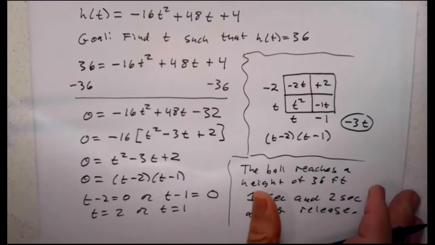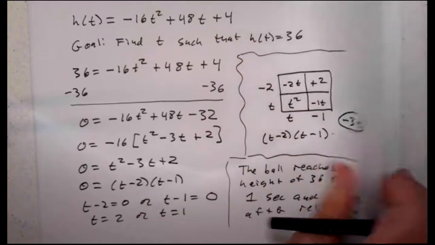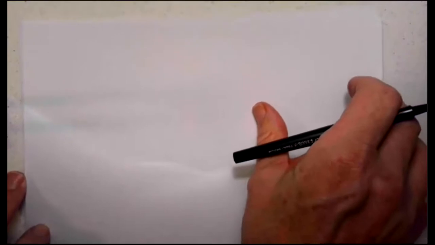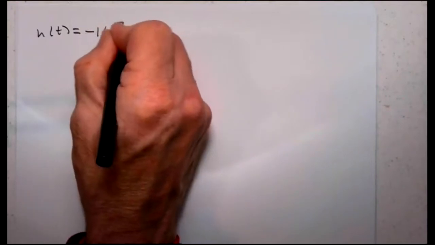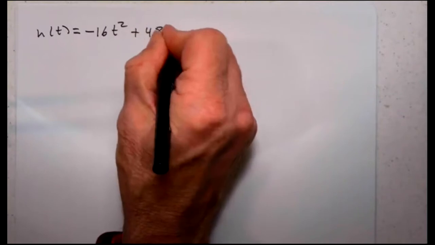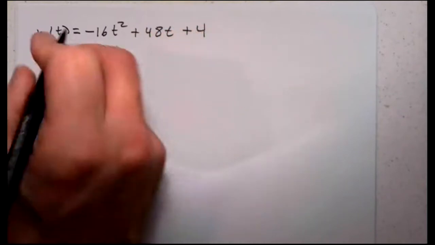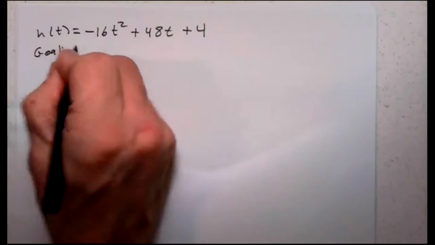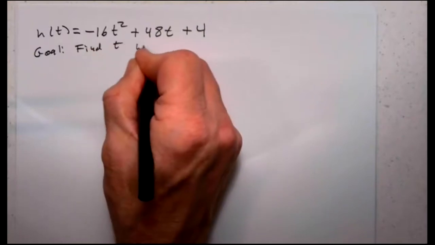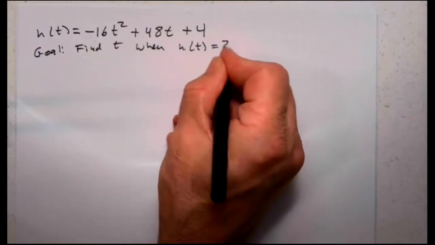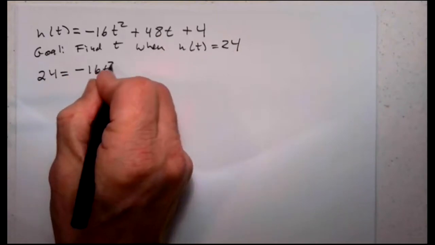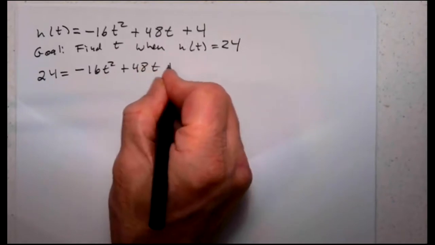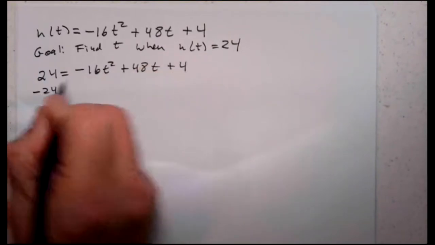Now the next question was to find out what is t when the height is 24. So let's continue. We have our same height function. So we have h of t is negative 16t squared plus 48t plus 4. And our goal is to find t when the height is 24. So if that's the case, we're going to say 24 equals negative 16t squared plus 48t plus 4. We will subtract 24 from both sides.